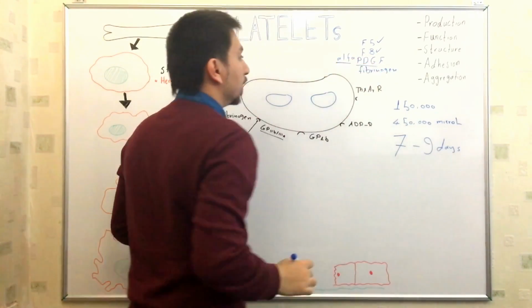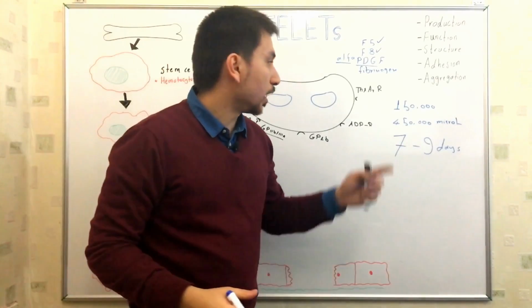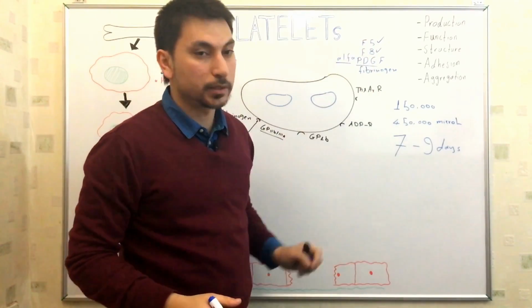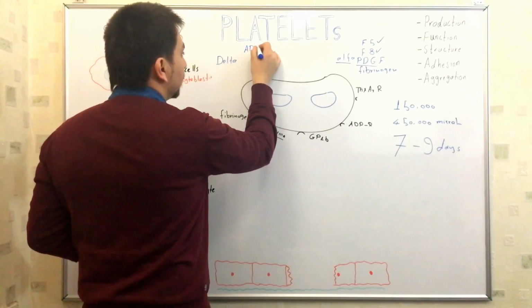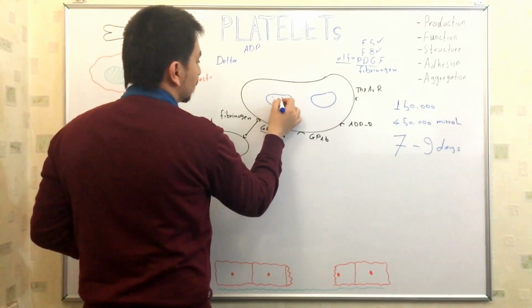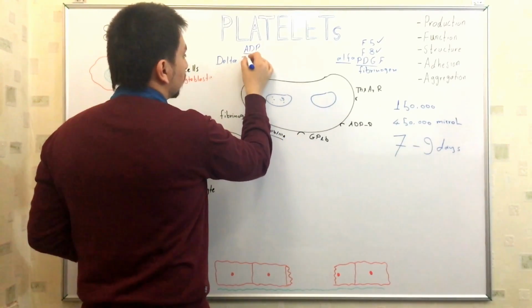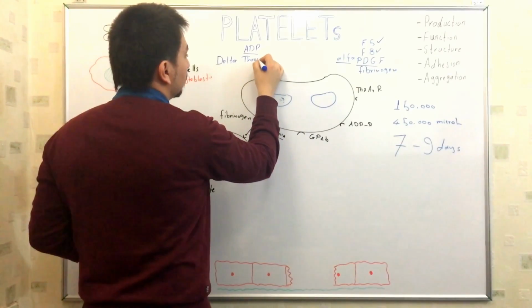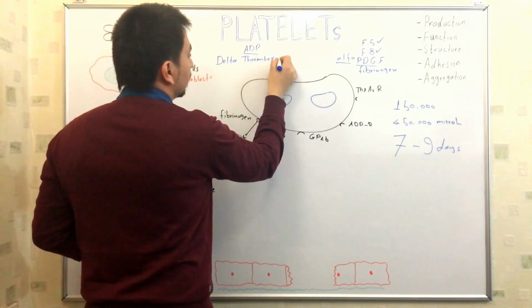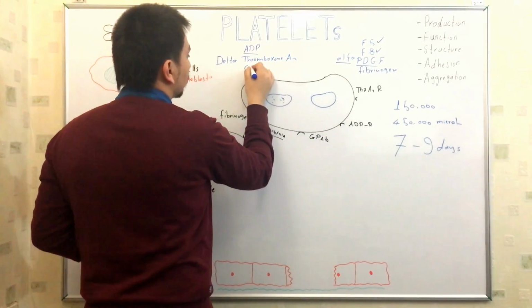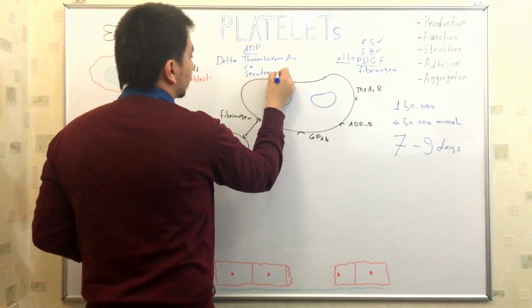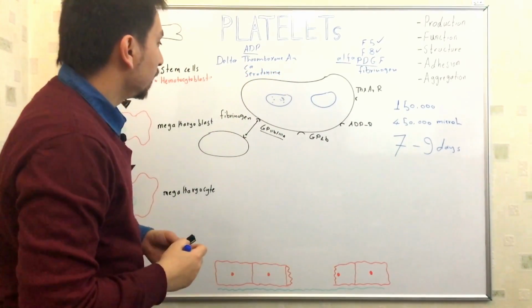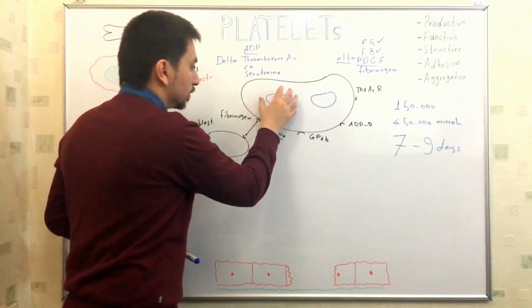These are alpha granules. Alpha granules will have several substances. Delta granules will have ADP, also thromboxane A2, also calcium, and also serotonin.